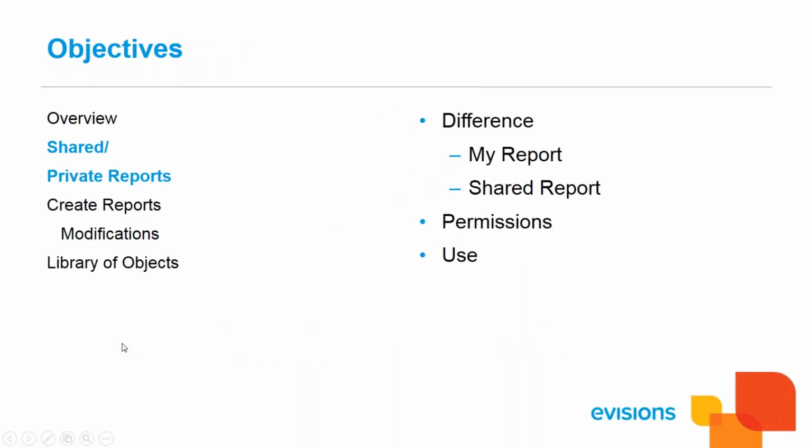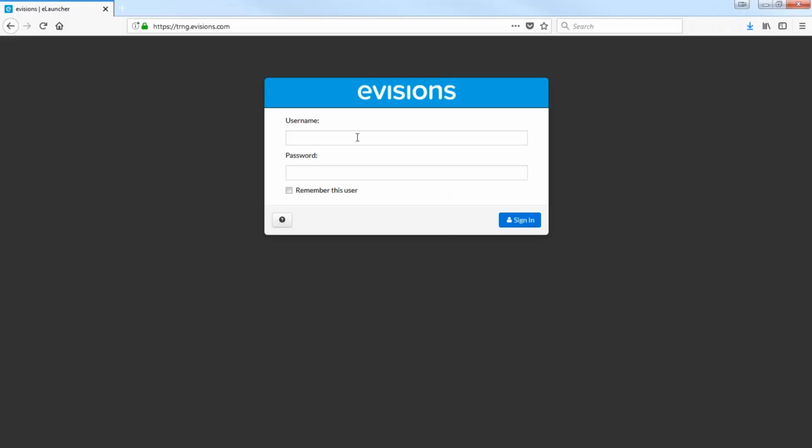Okay, then next we're going to discuss the difference between a shared and a private report. Let's get started and launch Argos through the eLauncher webpage. And I'm going to start by logging on as a report viewer.